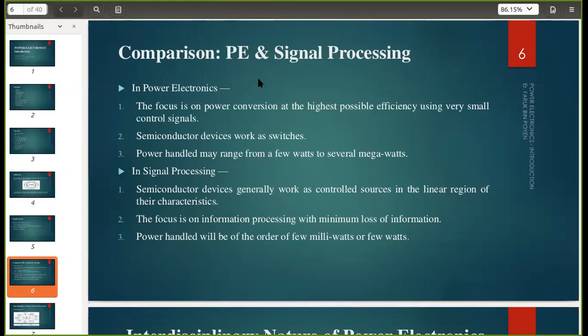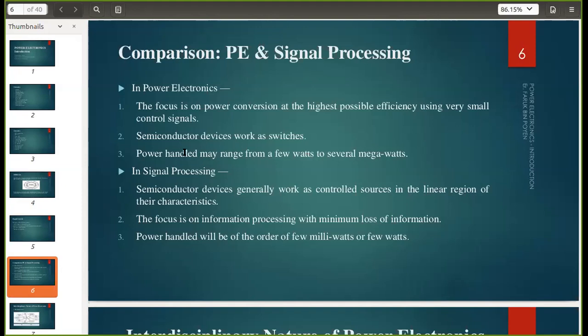Then the second thing is that semiconductor devices work as a switch. Take a small example of a diode. A diode is a semiconductor, and what is the basic operation of a diode? The diode acts as a switch, on and off. On is under forward bias, off is under reverse bias. Very simple topic. Therefore, semiconductor devices work as switches.